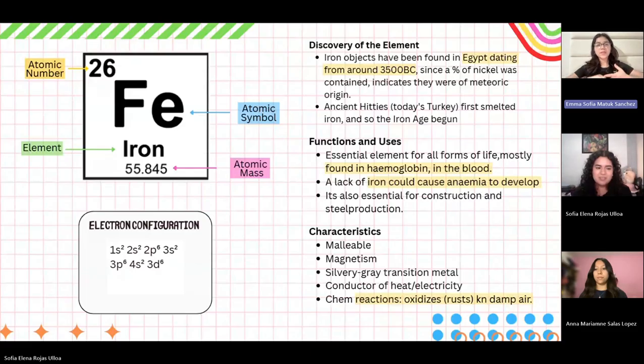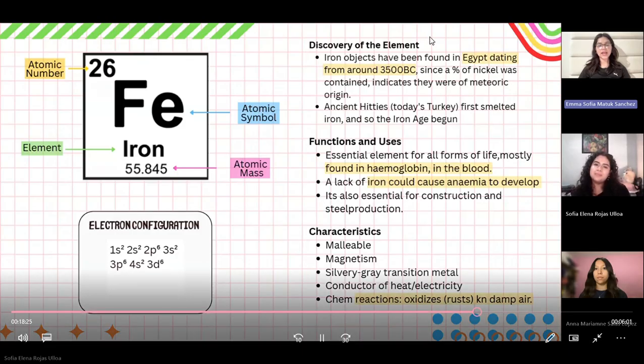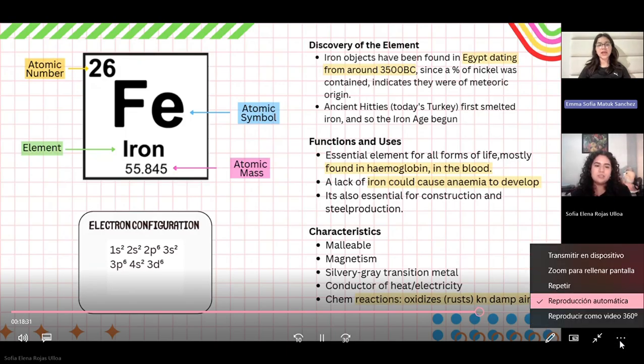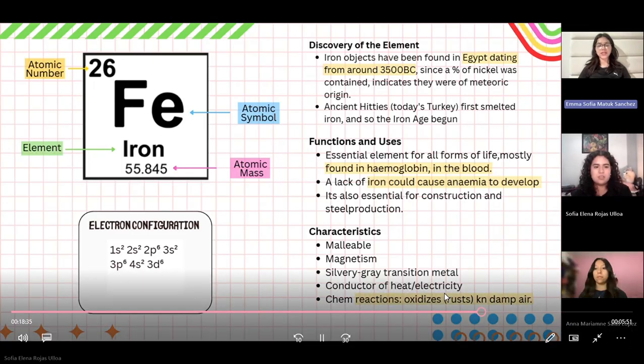Now I'll talk about iron. Its atomic number is 26. Its atomic symbol is Fe, and its atomic mass is 55.845. Its electron configuration is made up of that, and the most important part to mention is its outer shell, which is made up of 3d6.